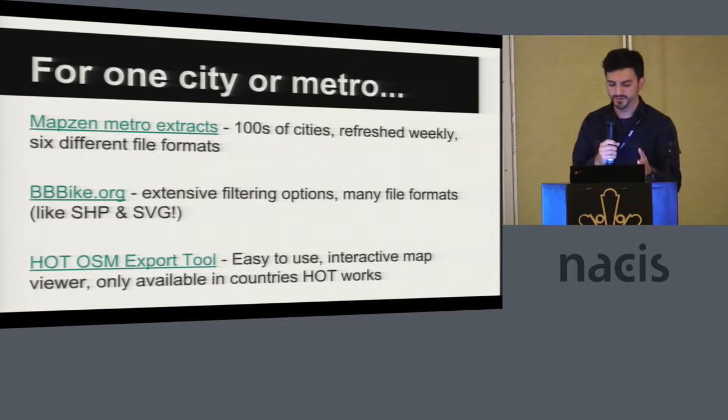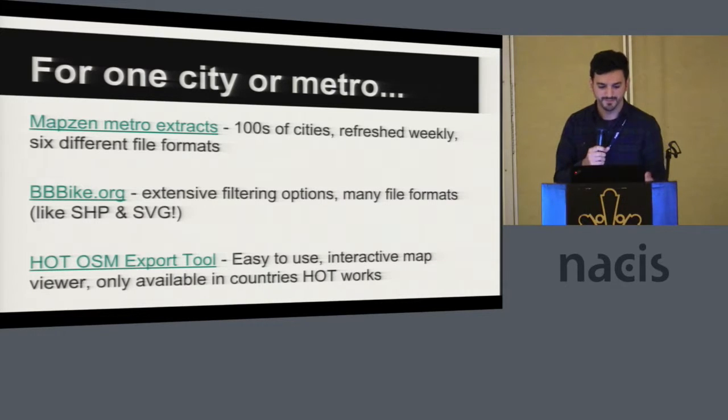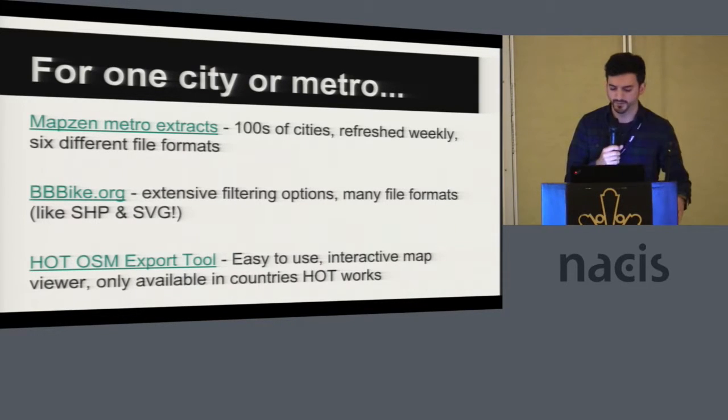Other really good sources if you need a smaller geographic area. My favorite is definitely Mapzen's Metro Extracts. They've done so much great work. With Metro Extracts, there are hundreds of cities and metropolitan areas. These are refreshed every week with the latest updated data, and you can download them in many different file formats. You can download them as a shapefile, so you don't even need to worry about the OpenStreetMap file formats.